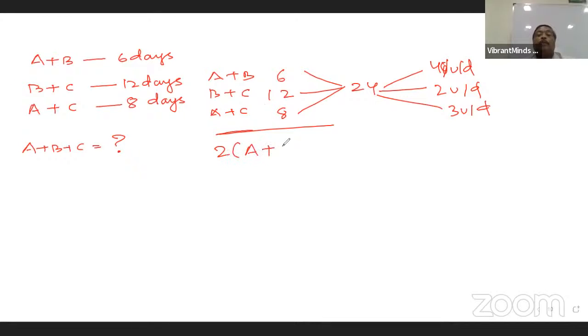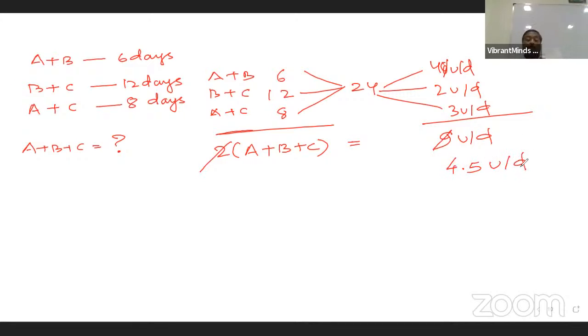Twice of A, twice of B, twice of C. So we have 2 A's, 2 B's, and 2 C's. And this will be equal to how much? 4, 2, 6, and 3, 9 units per day. So all three, when they are going, will do 9 units per day. Now, to say this will get 4.5 units per day. They will take 4.5 units per day.